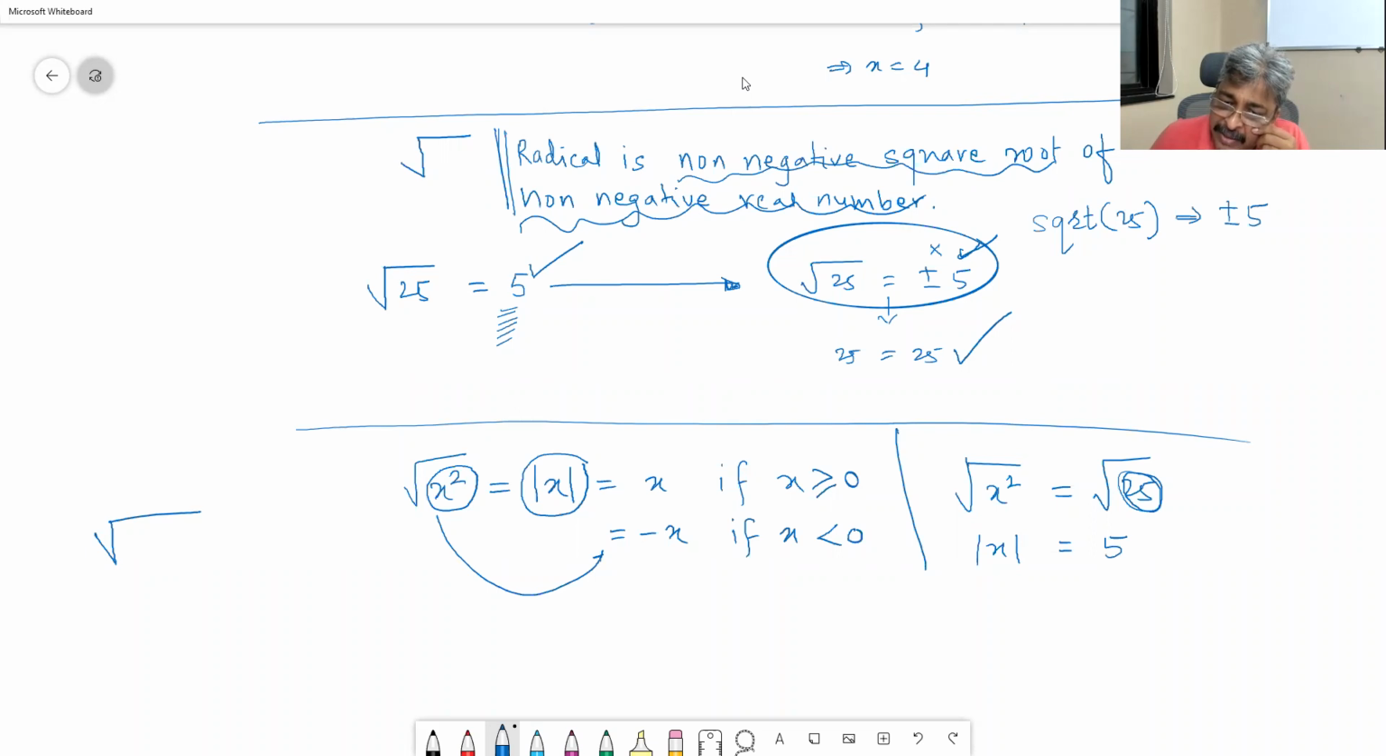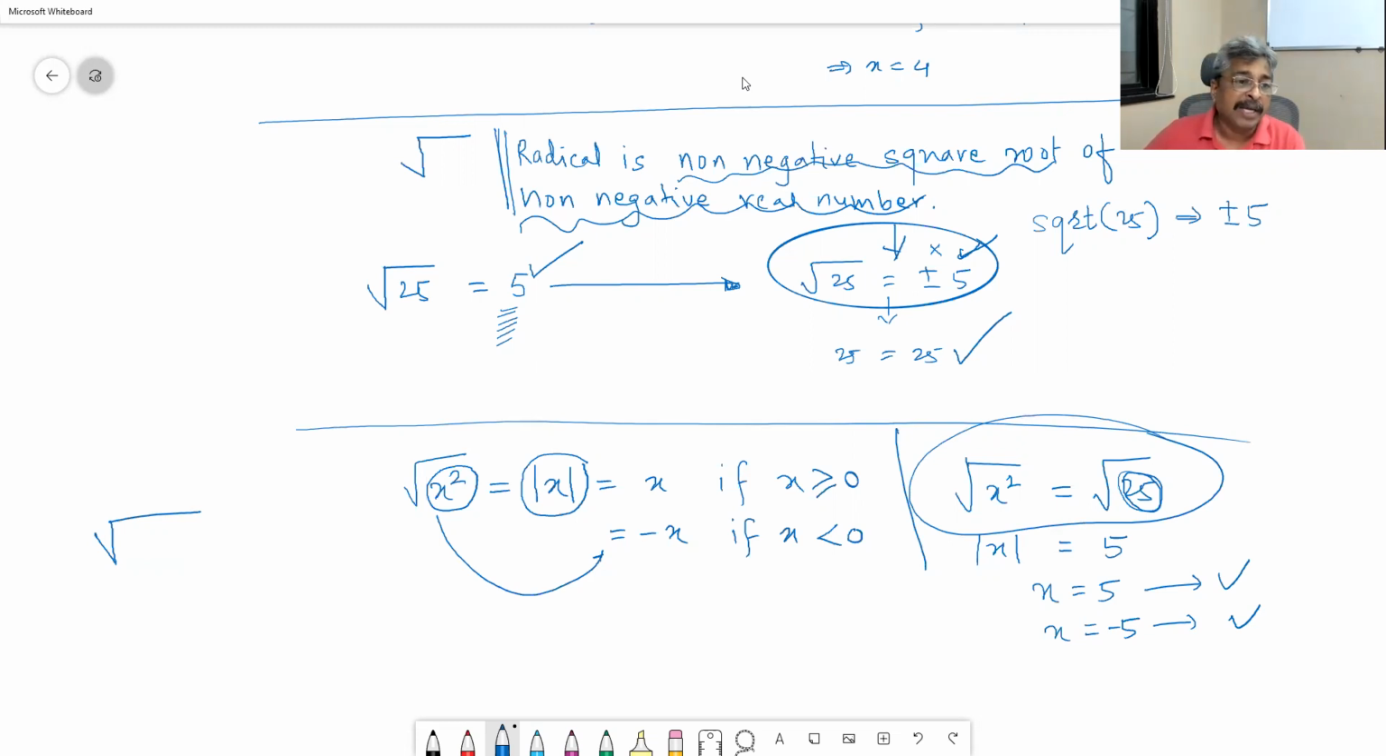Radical x square is mod x. Then I will solve this. Mod x is equal to x if x is 5. So if x is 5, that is one solution. And if x is less than 0, that means opposite of 5, that is another solution. These are the two solutions of this equation. That is what we used to refer to over here.